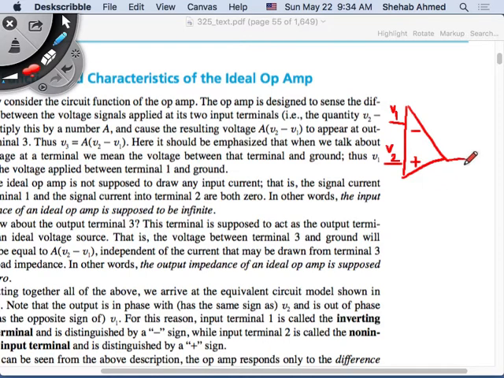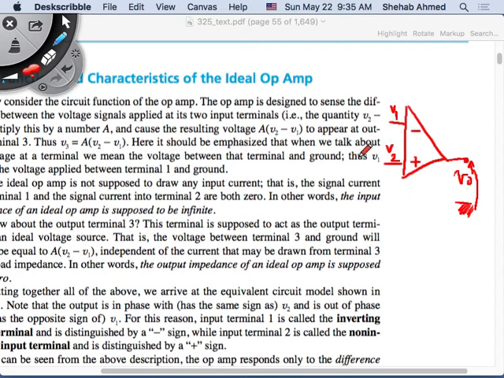The output is with respect to my circuit reference. Okay, so this is my V output. It's always going to be with respect to your circuit reference. Okay, and your input. What does that mean? You have to measure with respect to a reference, right? So your output will be with respect to your reference, which is ground in this case, right?